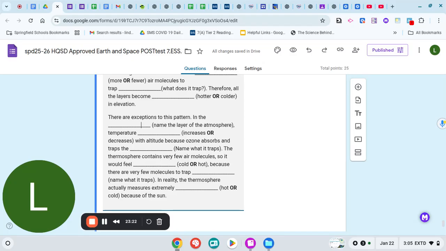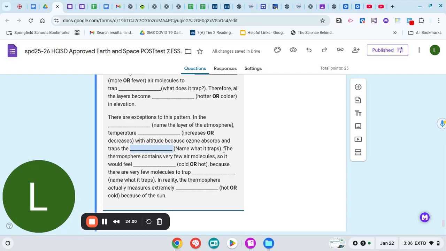In the blank layer of the atmosphere, temperature increases or decreases with altitude because the ozone absorbs and traps the blank. So now you have to ask yourself, what layer is the ozone found? That's what you put here. Name the layer of the atmosphere where the ozone is found. So there's an exception to this pattern. In the blank layer, whatever that one is, troposphere, stratosphere, mesosphere, thermosphere. And then you would say the temperature increases or decreases with altitude because ozone absorbs and traps the blank. What is it that the ozone traps?